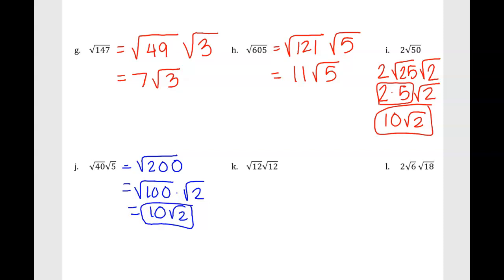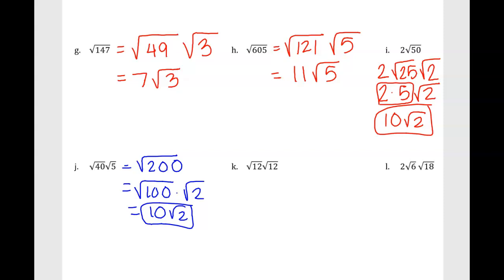If you had tried to do it the other way, you'd have broken 40 down into 8 and 5. Then you'd have broken 8 down into 4 and 2. You'd have had all these numbers jumbled, and you would have to have found all the tiny perfect squares. So it's easier to multiply them together, get a big number, and simplify it.